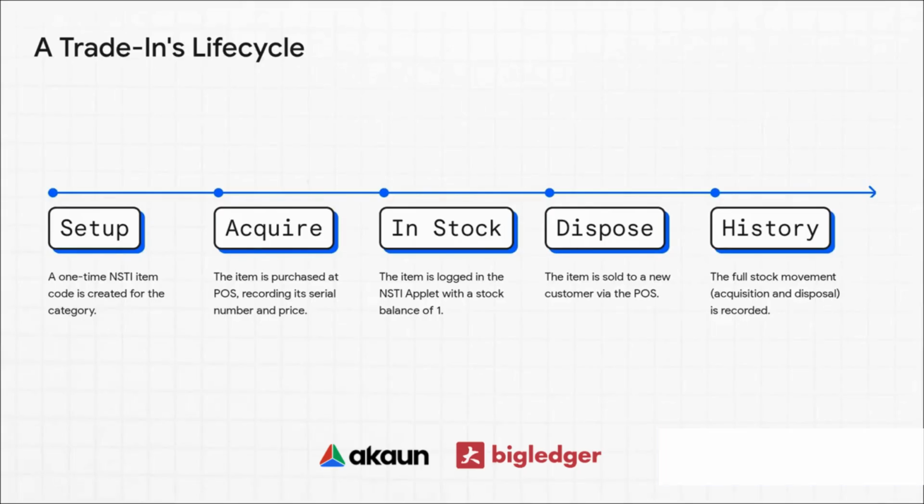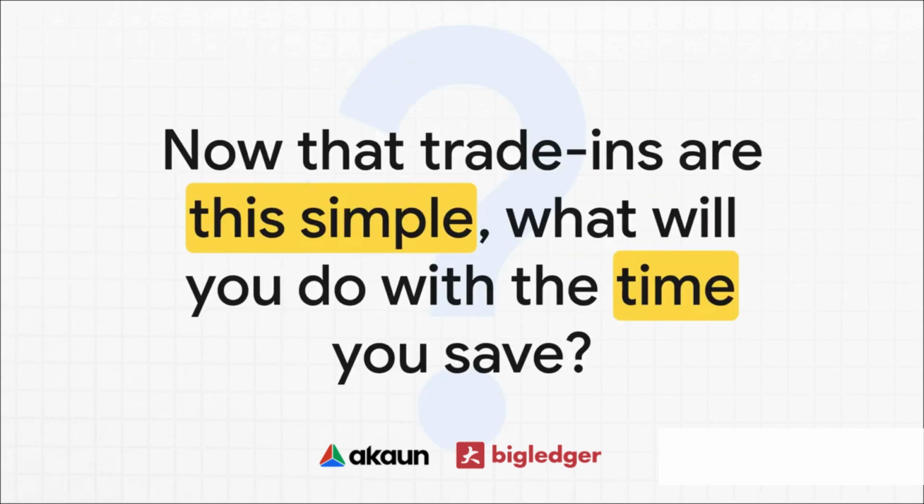This timeline really wraps it all up nicely. You start with that super simple one-time setup. Then comes the acquisition at the POS. That automatically gets the item logged and tracked while it's in stock. And finally, the disposal when you sell it, which completes its history. It's a clean, fully traceable path for every single item you take in. Which brings us to our final and maybe most important question. By automating all that tracking and getting rid of all that complexity, the system is literally giving you back your time. So what are you going to do with it?